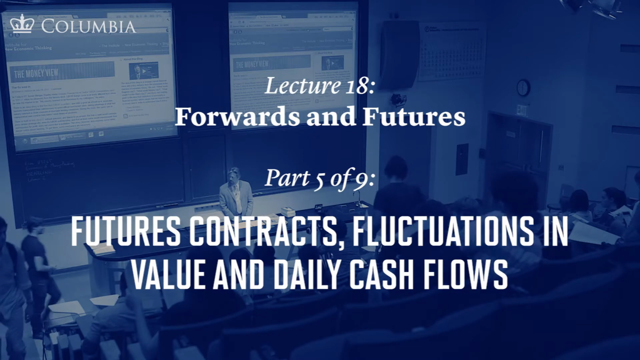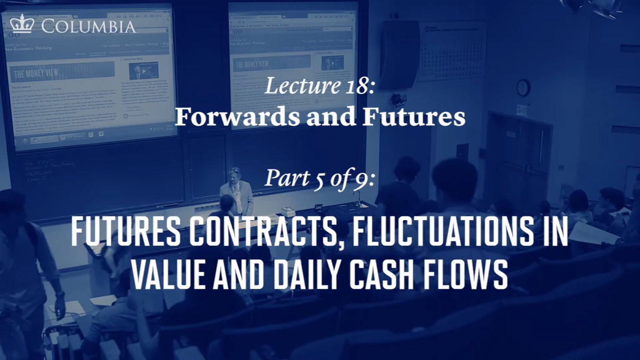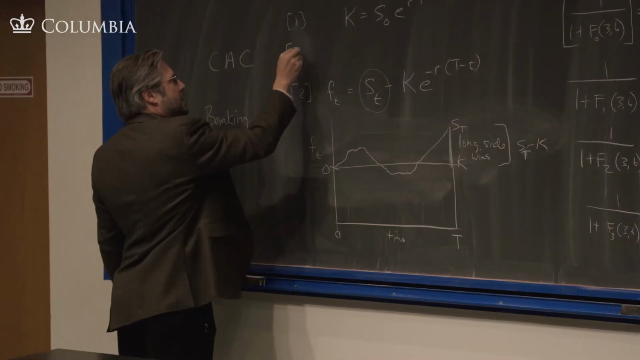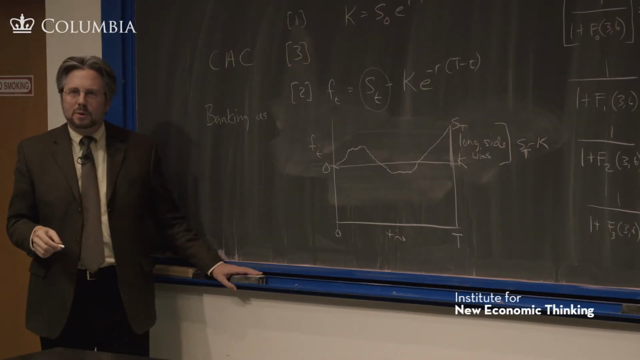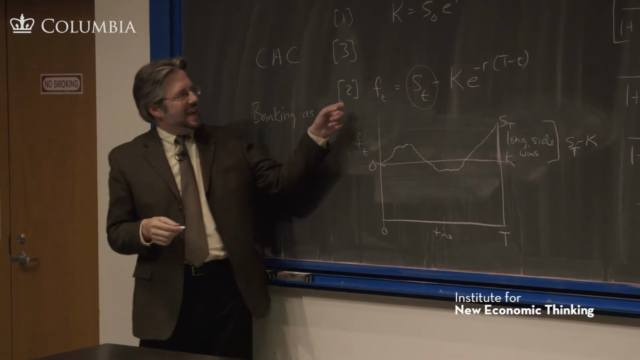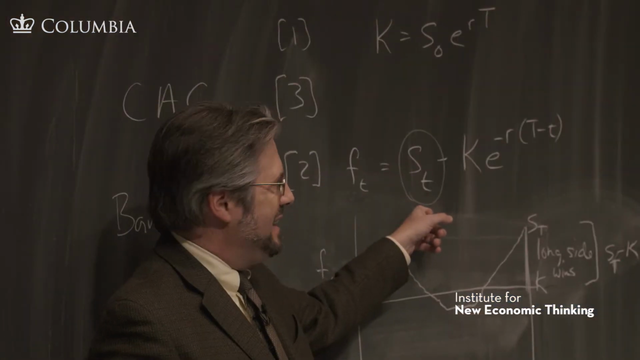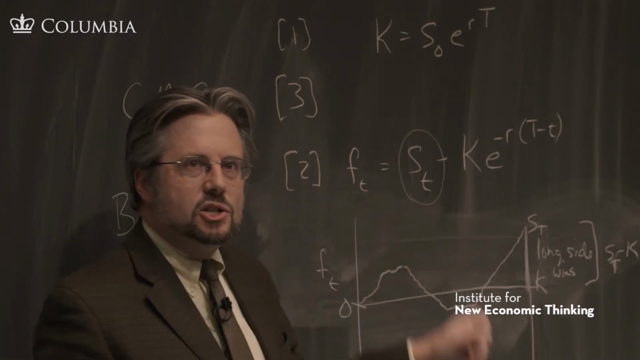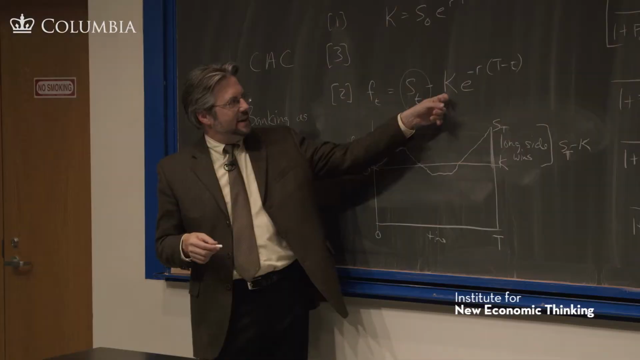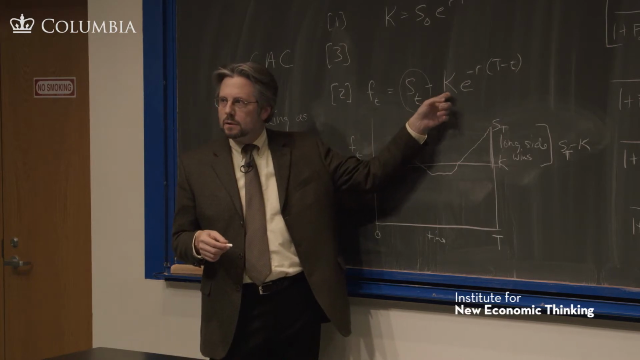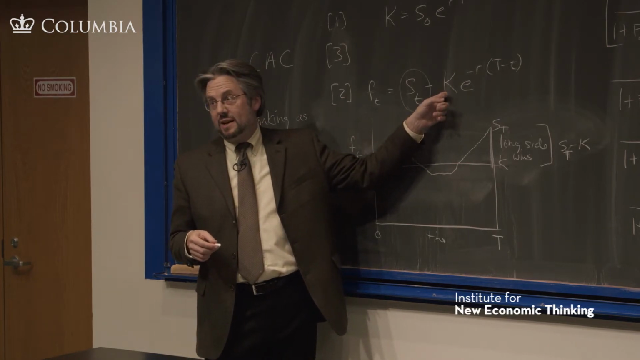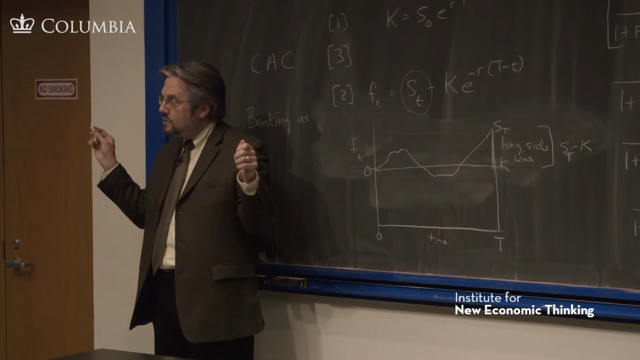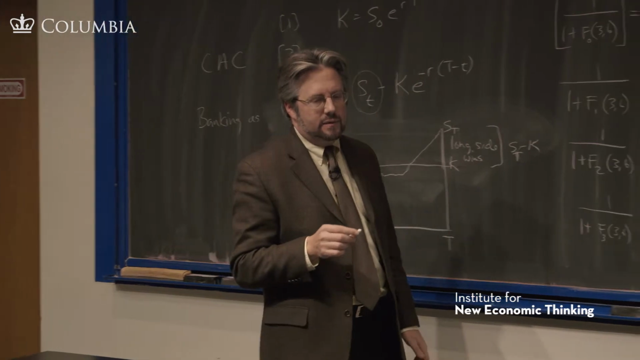A futures contract works exactly like this, except that I'll put equation 3 in between here. Every period, the value is set to 0 again by changing the futures price. So instead of fixing this K forever, for the lifetime, we change it every day to get back to a contract that has zero value.